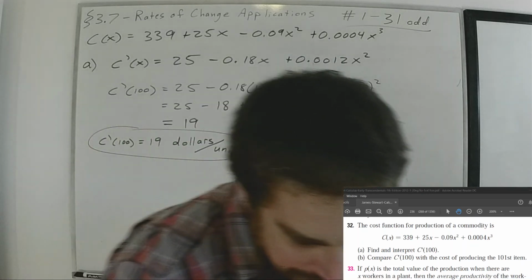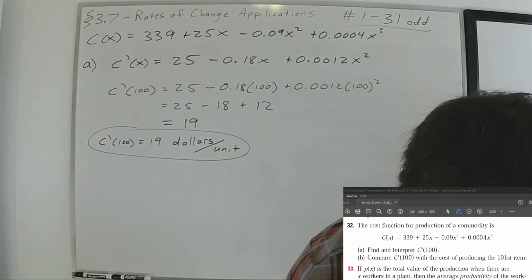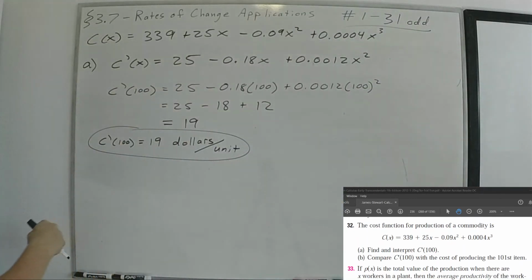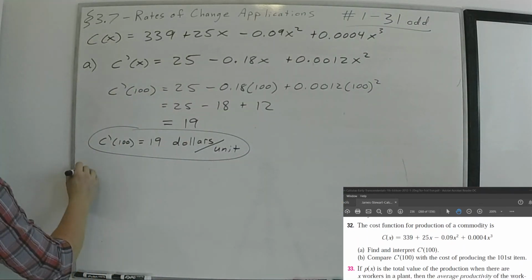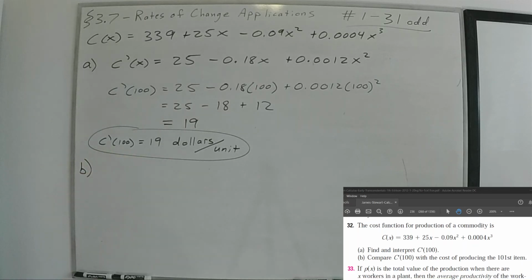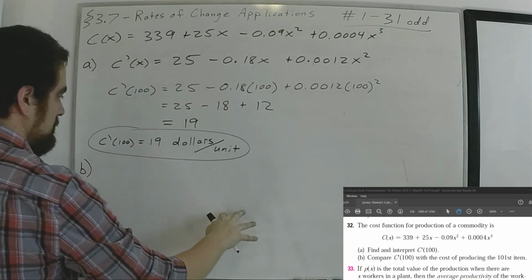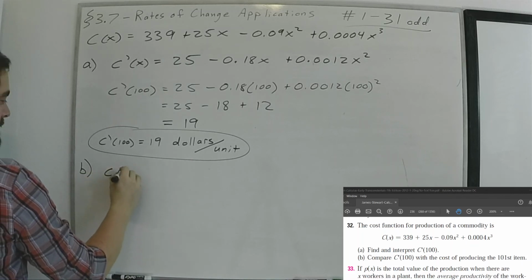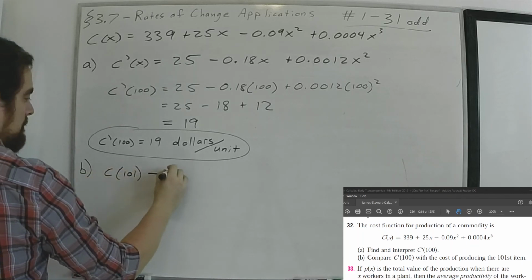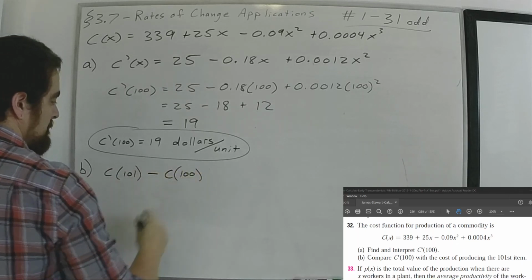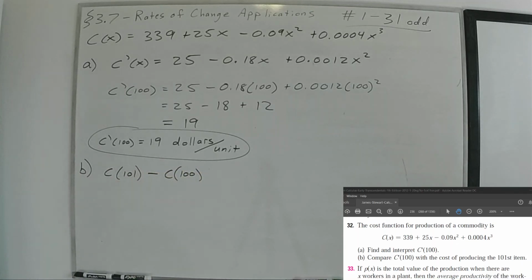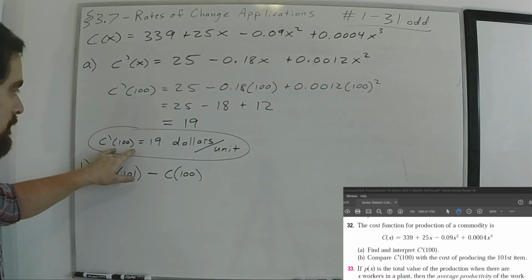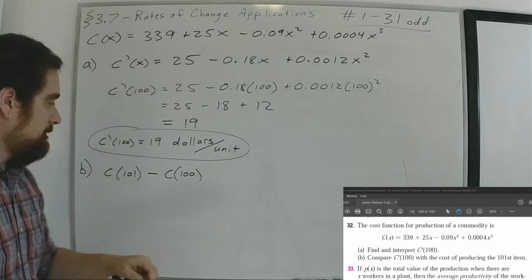And then part B asks, compare C prime of 100 with the cost of producing the 101st unit. So this means that for part B, I already have C prime of 100, and I want to compare it to the cost of producing the 101st unit. That is C of 101 minus C of 100, because I don't want to know the cost of producing all 101 units. Marginal cost only tells me how much the next one is going to be.